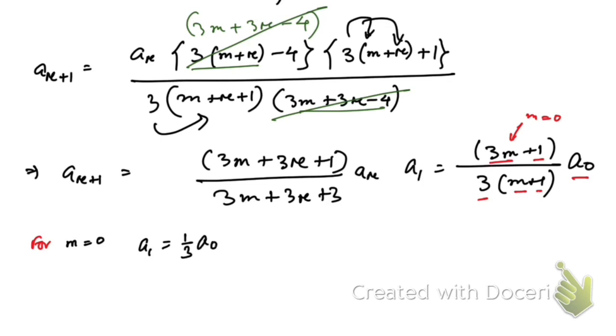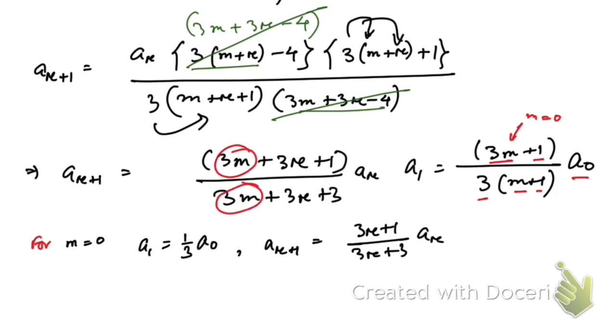Now what is going to be the value of a_{r+1} if you put m is equal to 0? Let me show you. a_{r+1} is going to be equal to (thrice r plus 1) divided by (thrice r plus 3) into a_r. That's what we're going to have. As we have put m is equal to 0, these two terms are going to be 0, right? So now you see, let's find a2, a3, a4.